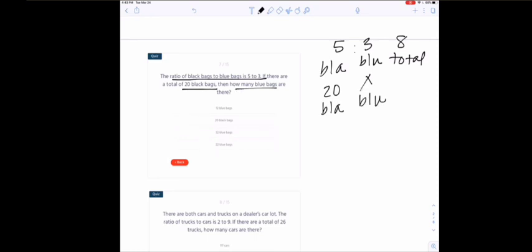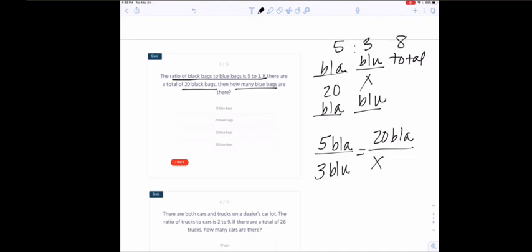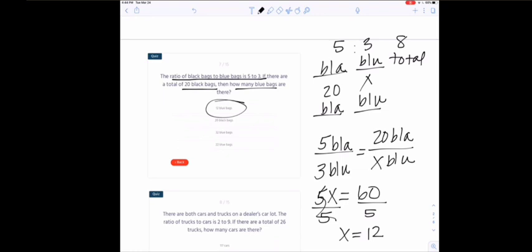Oh, look at that. We didn't need the total. We have it right here with our black, black, blue, blue. Our first fraction comes from our ratio, 5 black, 3 blue, is equal to 20 black bags, x blue bags. Now that we've set up our equation, we're going to cross multiply. 5 times x is 5x. 20 times 3 is 60. We're going to divide on both sides to isolate the x. And 60 divided by 5 is simply 12. 12 blue bags. Okay, when you're ready, let's move on to number 8.